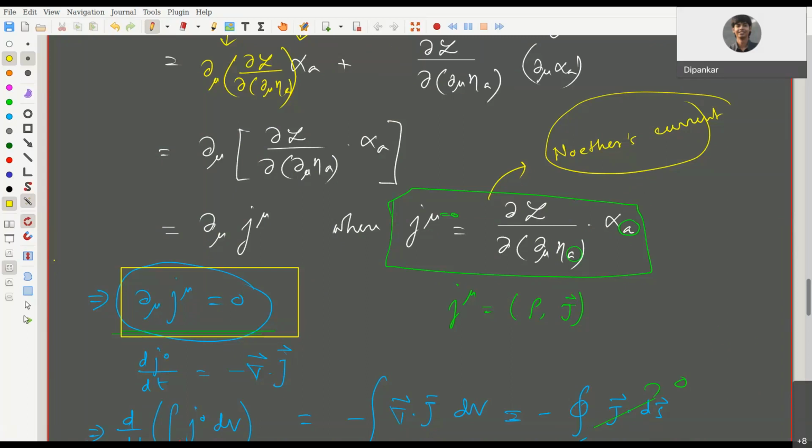Since you are familiar with conservation in terms of time, that's why you take out the 0th component, because the 0th component contains a time derivative. So del 0 is the time derivative. Do you understand what I'm trying to say here? In general, the conservation theorem is del mu J mu equals 0.